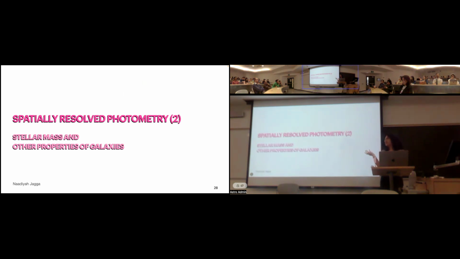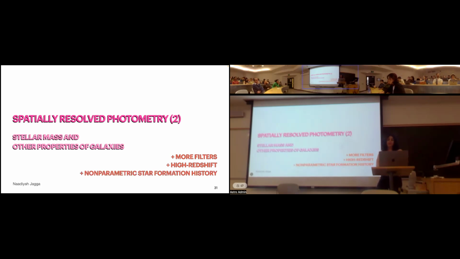All right, so now to my results. How is my work different? We have many more filters. In total, we have, I think, 38 filters, which is a lot and useful to constrain your SED fit, because the more filters, the more constraints, and the more accurate. We have 10 fields in total, of which 5 are lensed, so we have access to a lot of high redshift galaxies. And I'm also applying a non-parametric star formation history.